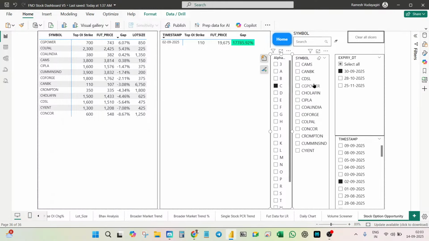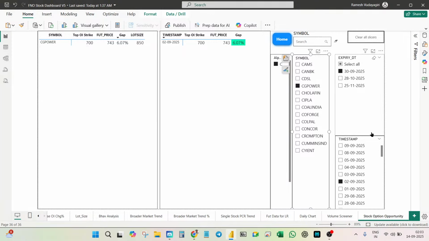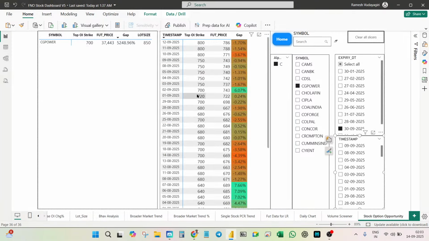You can see here day-wise what happened. On 5th September, you can see the price gap was almost 6%. Immediately there is a big rally. The short covering rally happened, and the highest open interest strike price came to 750. This is very important. You have to always track whether a short covering rally is happening and the top open interest strike price is not changing at all. That is what you have to focus on.